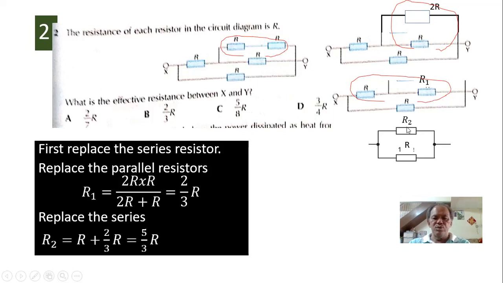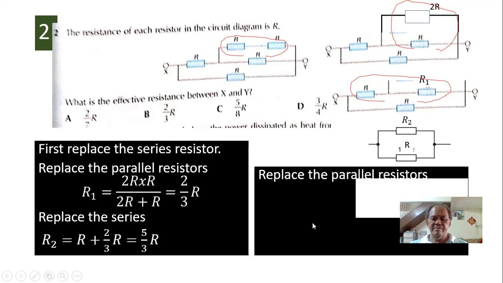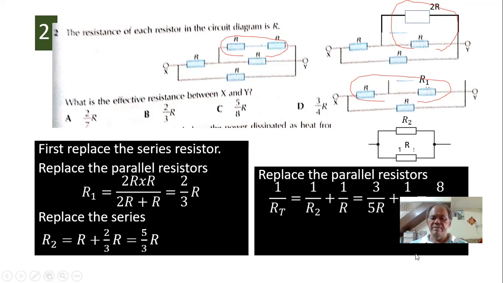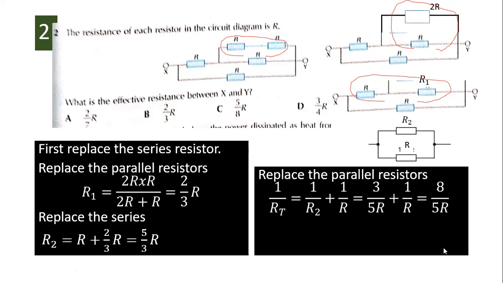So you get your R2. That's your R2. And this is in parallel. Calculate that. Okay, use your reciprocal method for parallel. So that's your answer, C. Okay, let's go to the next one, number 3.